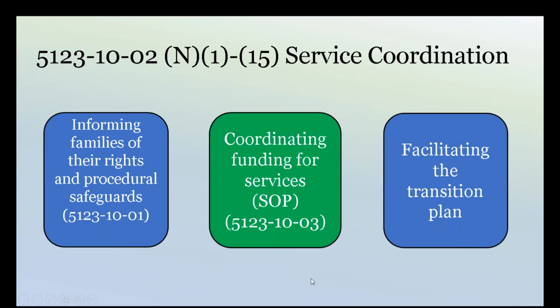Some more responsibilities include informing families of their rights and procedural safeguards, and this should be done throughout the family's journey in EI. It's important for all EI service providers to know and follow the procedural safeguards requirements, but the EISC is ultimately responsible for providing and explaining this information to the families. And if you need more information about procedural safeguards, those are in Rule 5123-10-01.